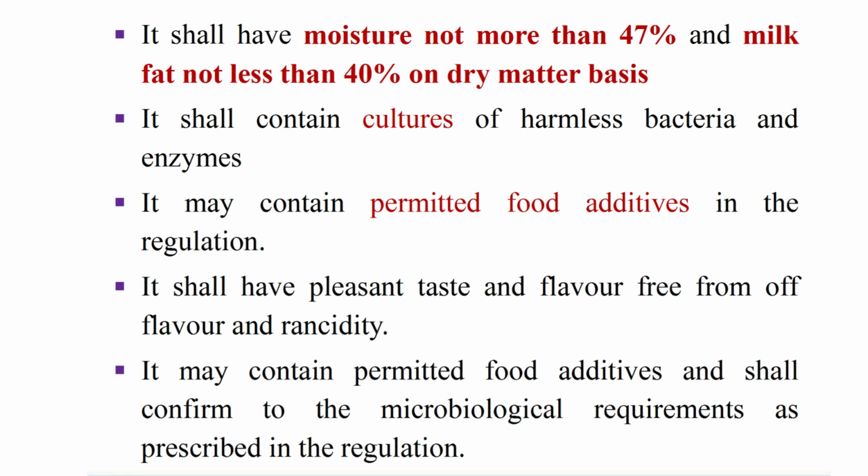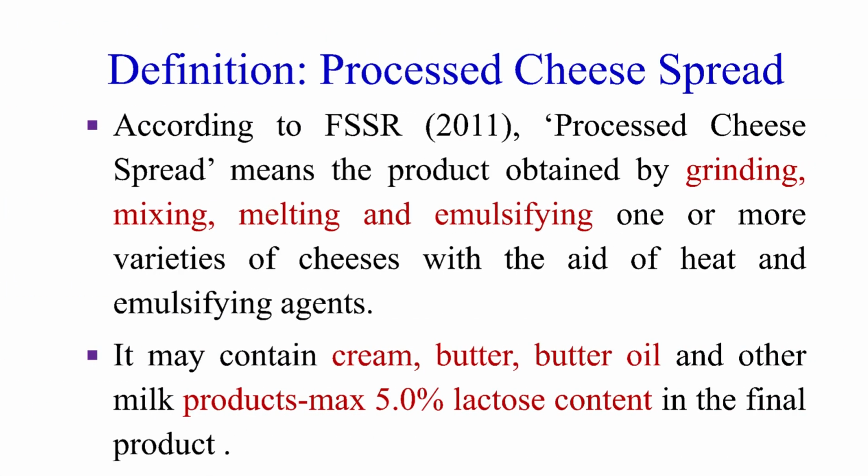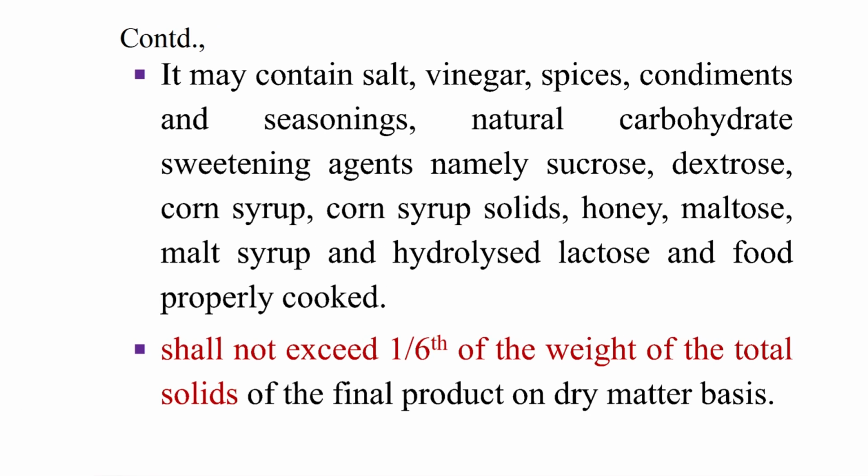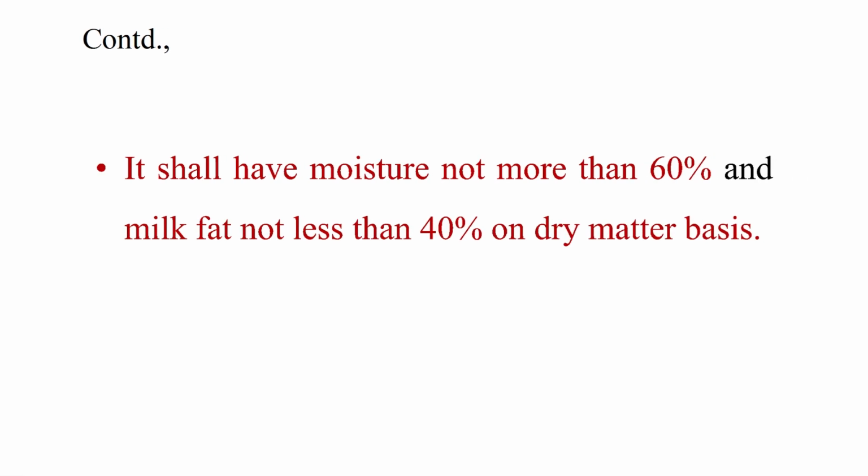It may contain other permitted food additives and must have a pleasant taste and flavor, free from any off flavor or rancidity. It must also conform to all microbiological requirements prescribed in the regulations. The definition for processed cheese spread is similar. It is also obtained by grinding, mixing, melting, and emulsifying one or more varieties of cheeses with heat and emulsifying agents. It can contain the same dairy ingredients with a max of 5% lactose. It can also contain the same seasonings and sweetening agents with the same limit of 1/6 of the total solids. The key difference is in its composition. A processed cheese spread shall have moisture not more than 60% and milk fat not less than 40% on a dry matter basis.